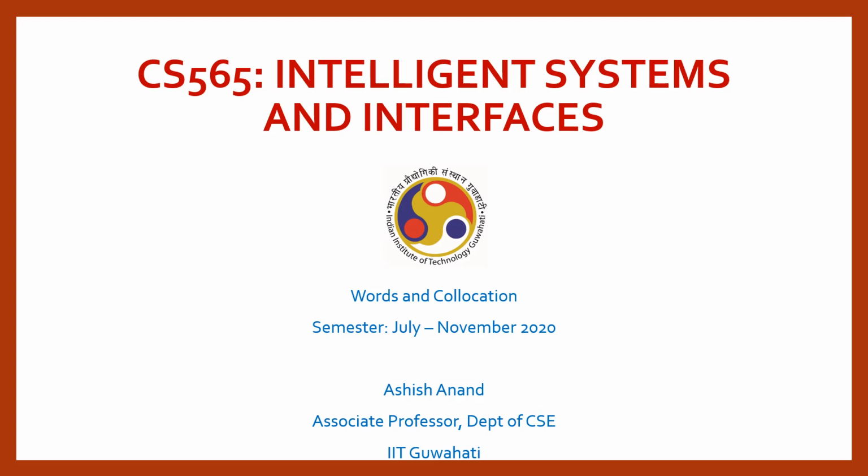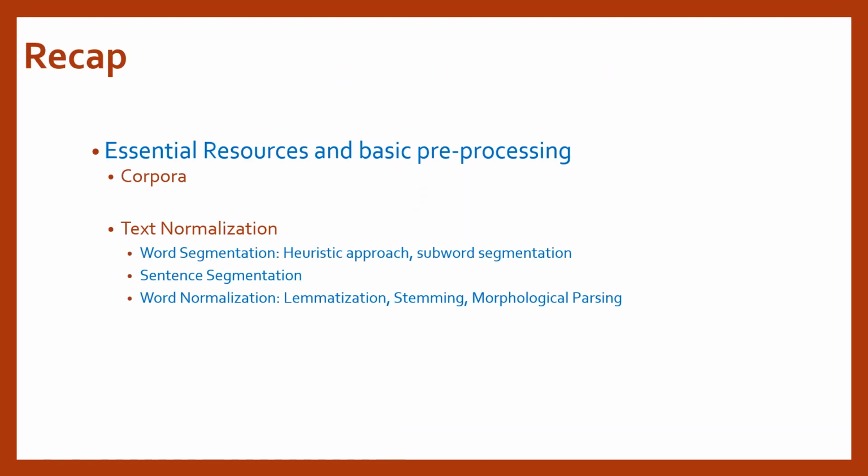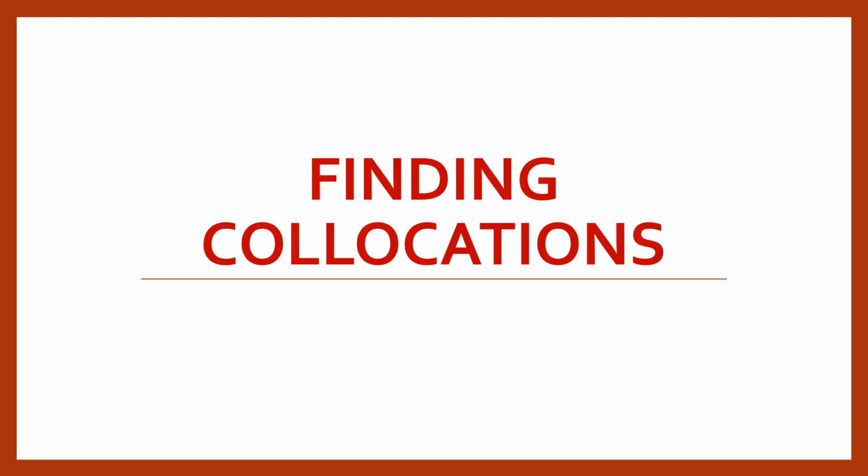So this is the third part of the fifth lecture. In the first two parts, we talked about what kind of word distribution we observe in a corpus, and what we mean by co-locations. Now in this part of the lecture, we are going to talk about how we are going to find a co-location.